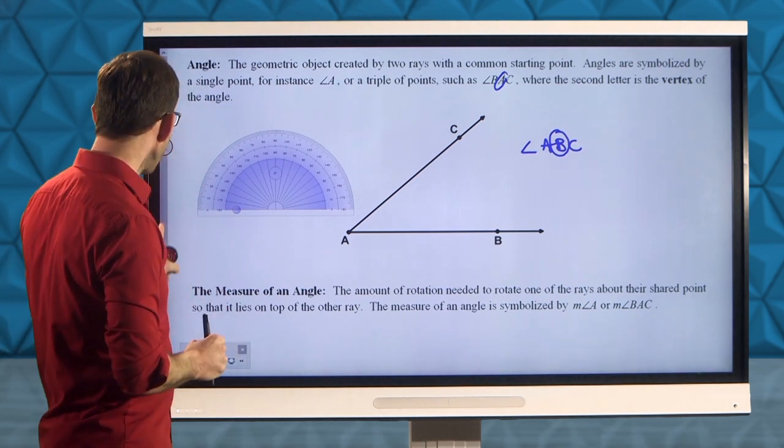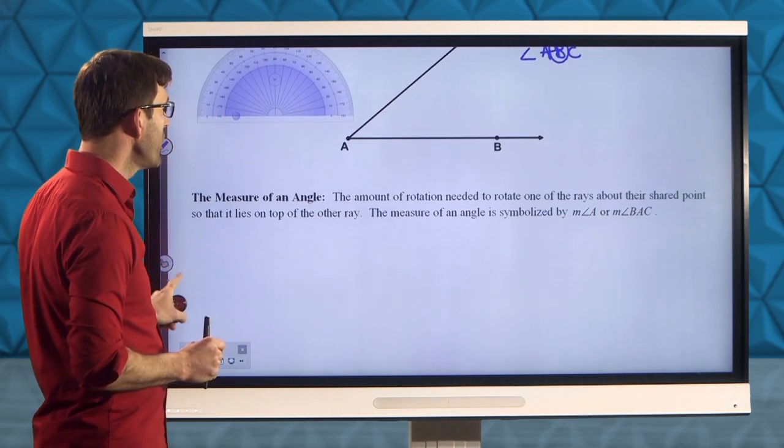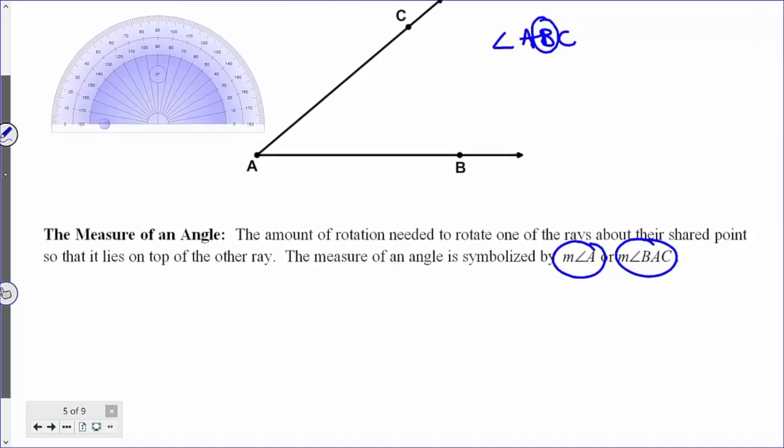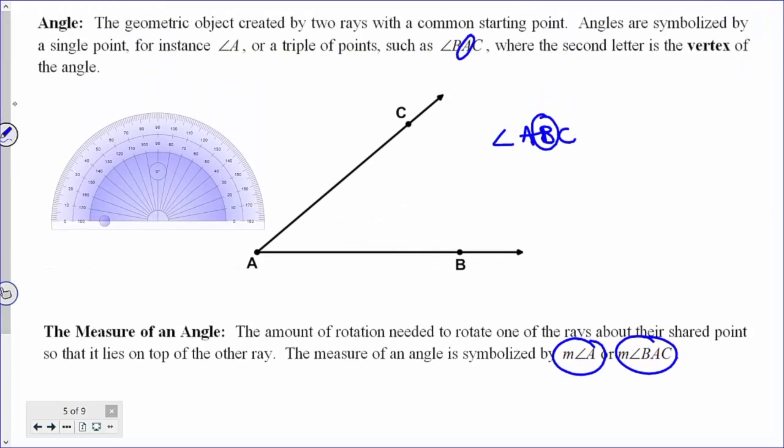Now let's talk about the measure of an angle. Okay? The measure of an angle is the amount of rotation needed to rotate one of the rays about their shared point so that it lies on top of the other ray. The measure of an angle is symbolized by putting a little m in front of the angle symbol. M angle A, M angle BAC. Now let's again get into measuring angles a little bit more because you've been doing this for so many years, and yet just make sure you really get it.